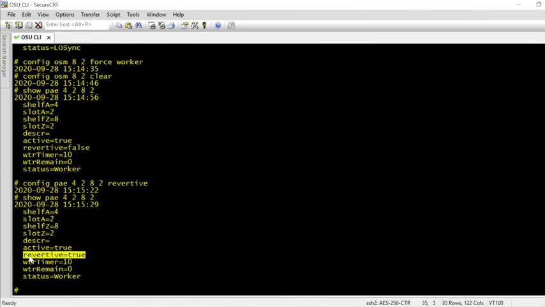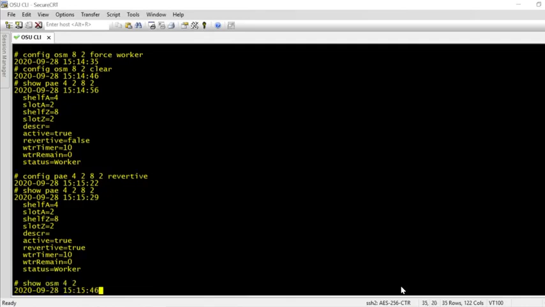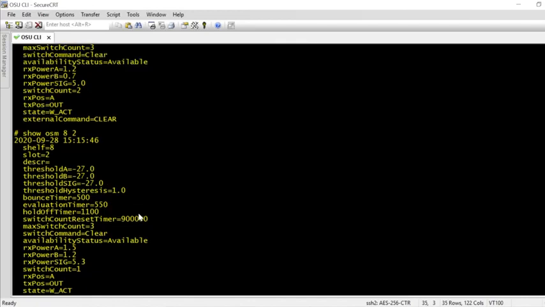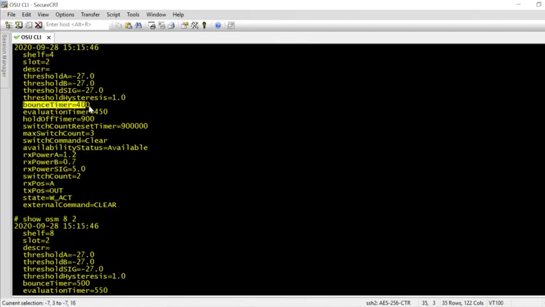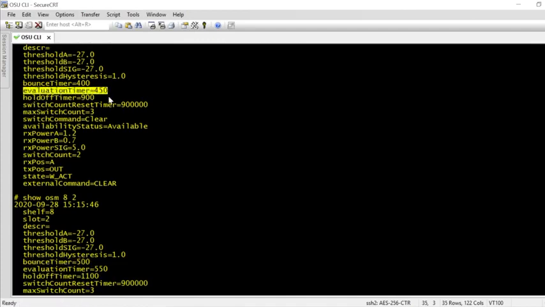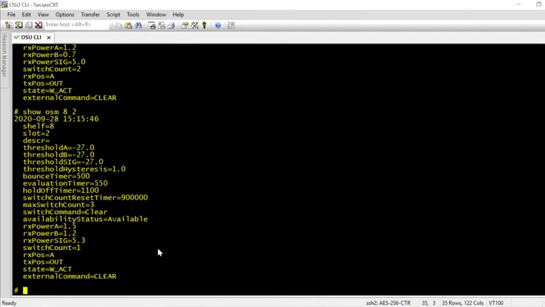To complete the second task, that is, the consistency of the parameters between OSMs, let's first check the OSM parameters to see their status. Show OSM 42. Show OSM 82. Three parameters don't match: bounce timer, evaluation timer, and hold-off timer. Let's fix OSM 42 to reflect the data reported in OSM 82, as three of these parameters look different.